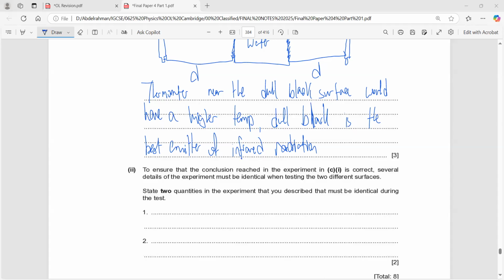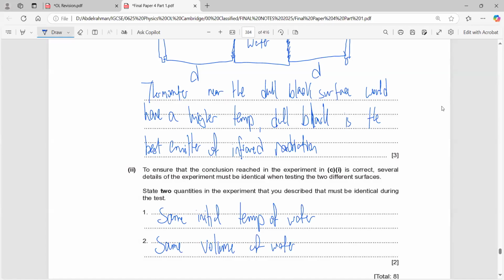فيعني yes, I'll go with the easier answers, which would be same initial temperature of water and same volume of water برضه. طيب ها, سهل الكلام صح, easy.